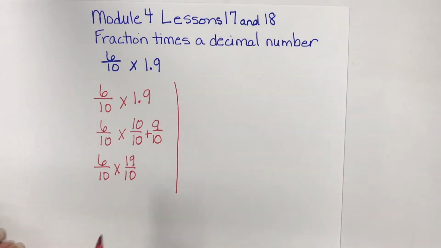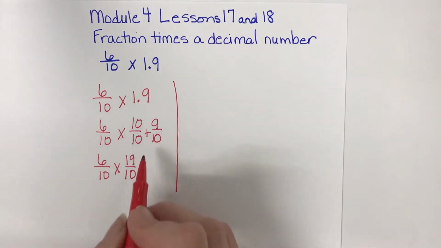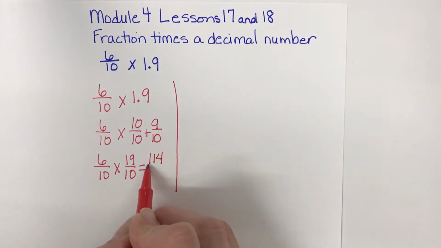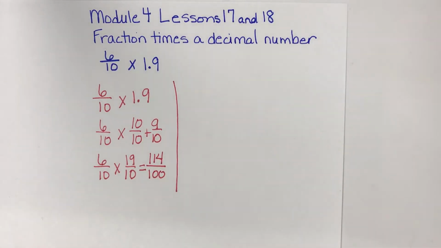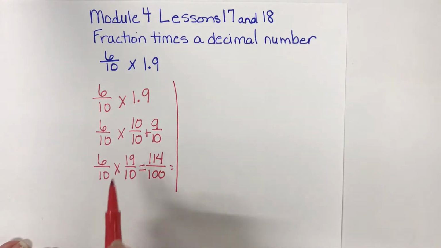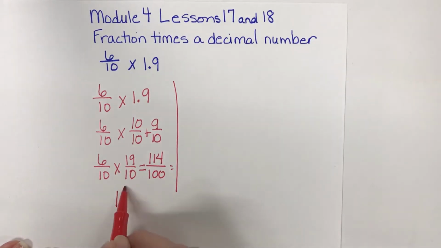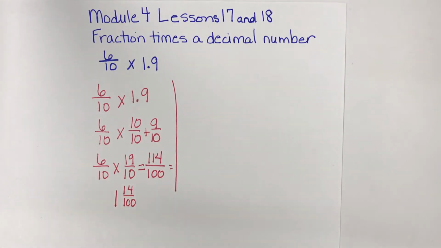19/10. Now we can multiply 6 times 19, which gives us 114. 10 times 10 is 100. We now have an improper fraction that we will have to convert to a mixed number. 100 goes into 114 one time, with 14 left over, which is our numerator. Our denominator stays the same. 6/10 times 1 9/10 is equal to 1 14/100.